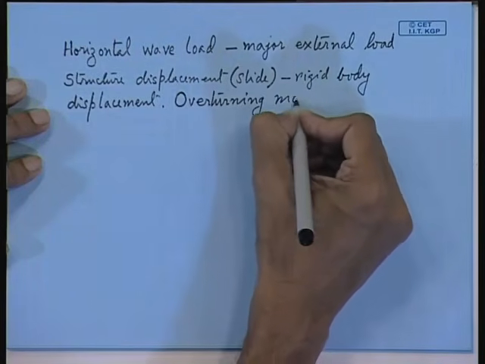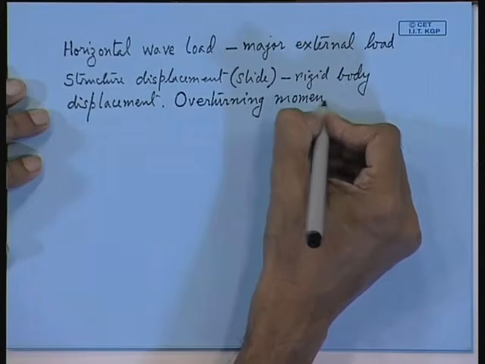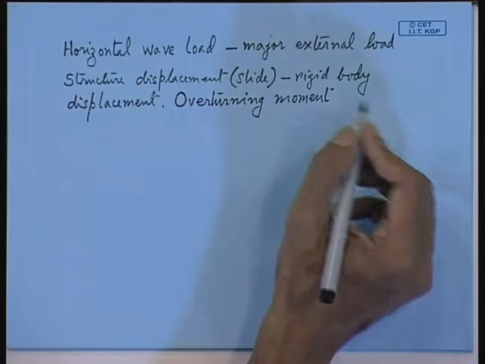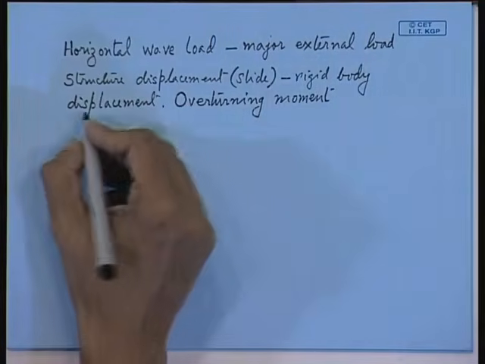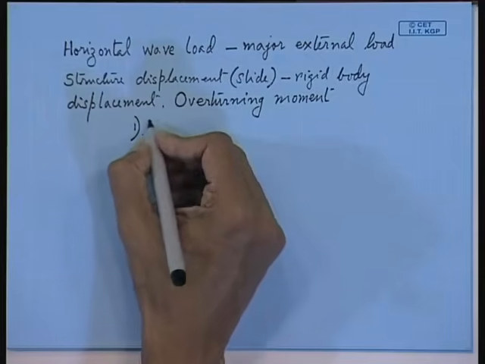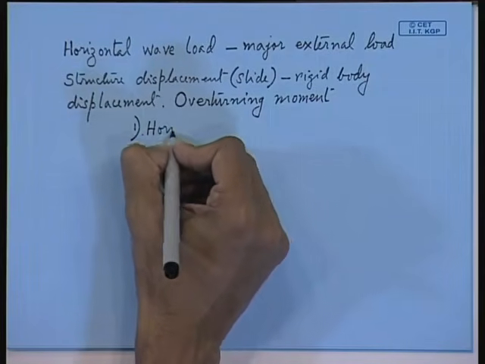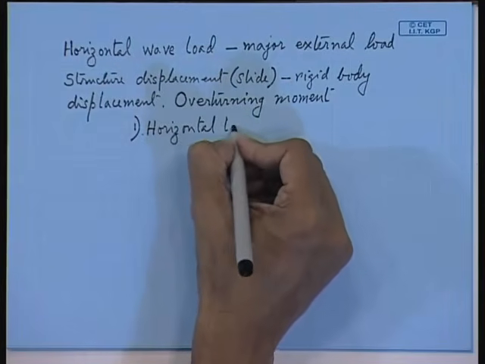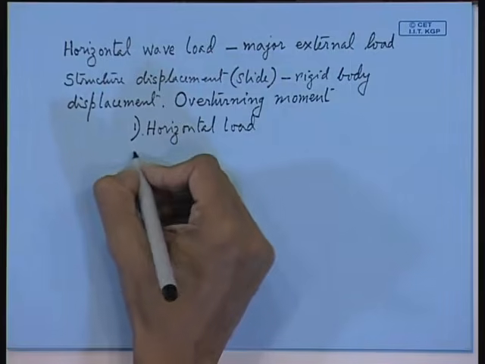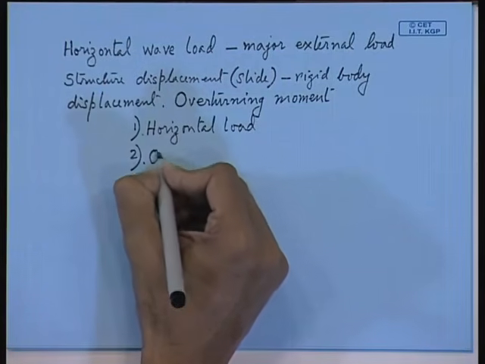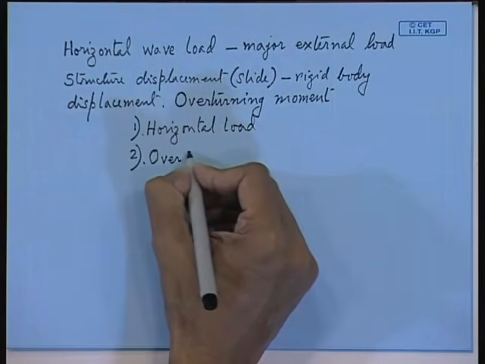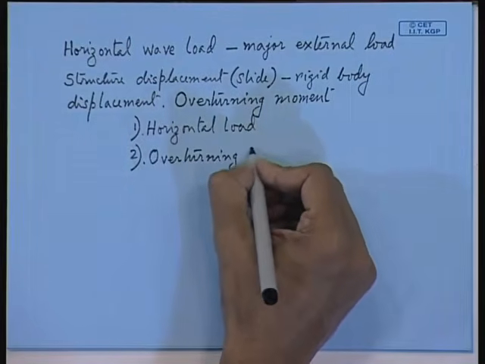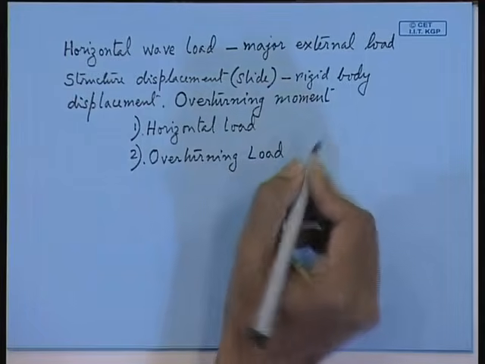Now, you have to build a structure, that is your pile foundation has to resist these two types of loads, basically horizontal load and overturning moment. So, what about the weight of the structure? So, these are the two types of loads which are coming from the environment.